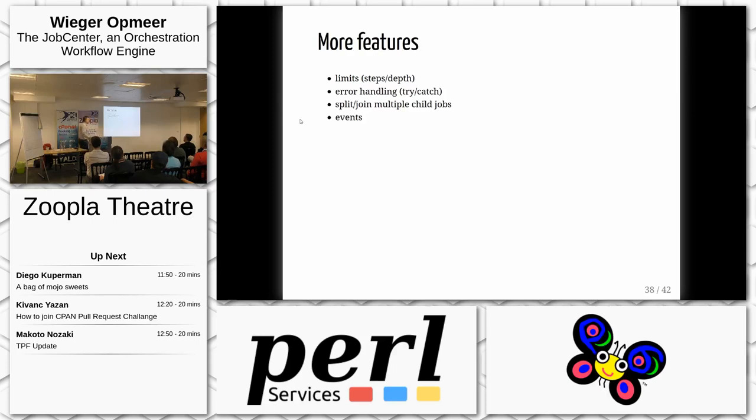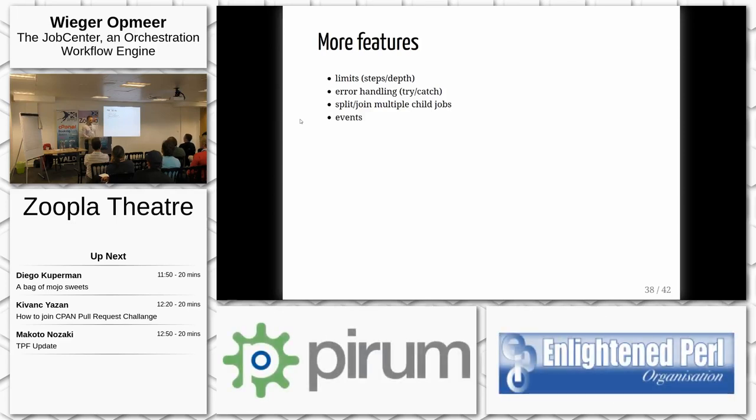More features of the JobCenter. There are some limits built in, as in you can limit a workflow or a job to only execute for 100 steps or something like that. That is just to catch runaway loops and things like that. Because if it's running in a database and it's designed to pick up when you rebooted machines, actually stopping the thing can be rather hard, as in you then have to delete job IDs from the database and all that.